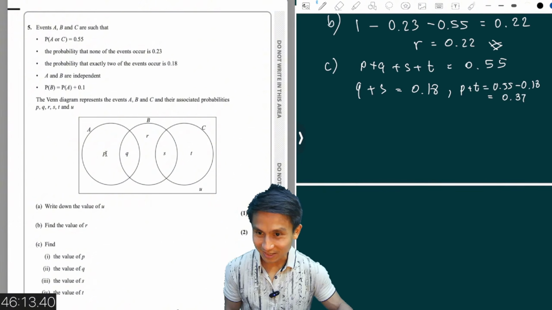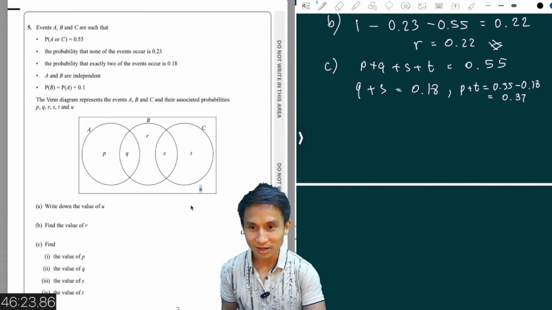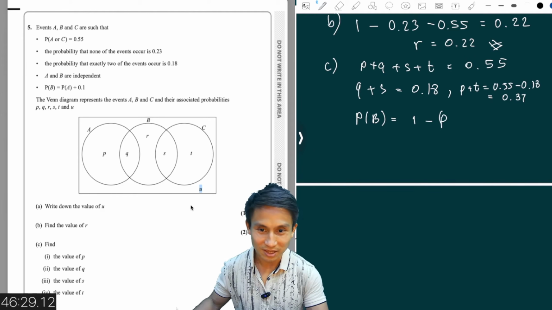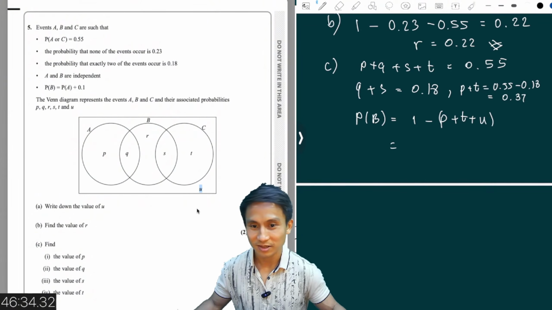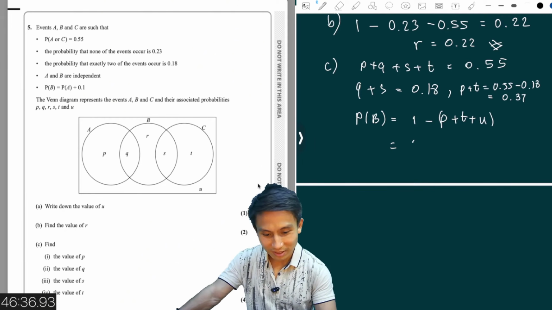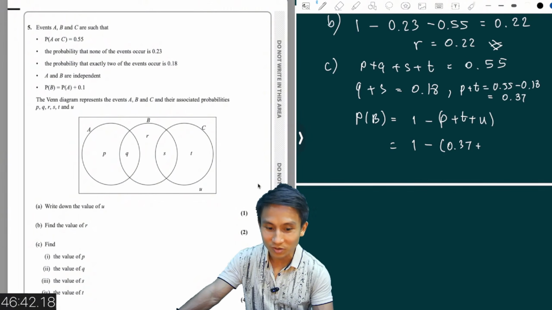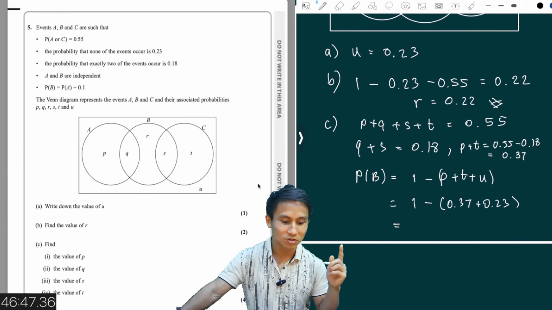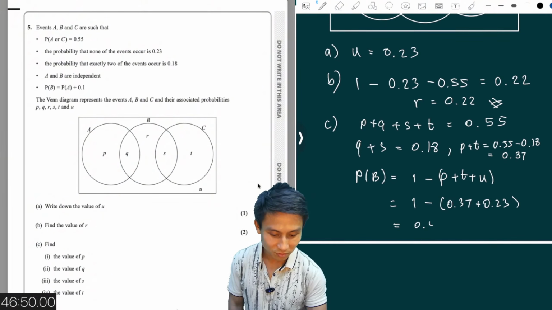P plus T is the thing outside, right? So if you consider you have P plus T, if you add that with U and subtract from 1, you're going to get B, right? So that is PB equals 1 minus P plus T plus U. You're going to get PB there. Didn't see that coming. Sorry. 1 minus 0.37 plus U, we already know that, which was 0.23. So that is just 1 minus 0.6, which is 0.4.